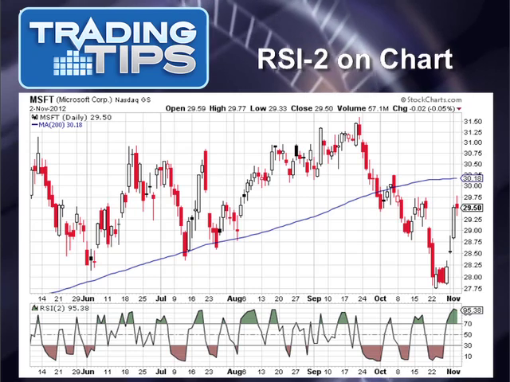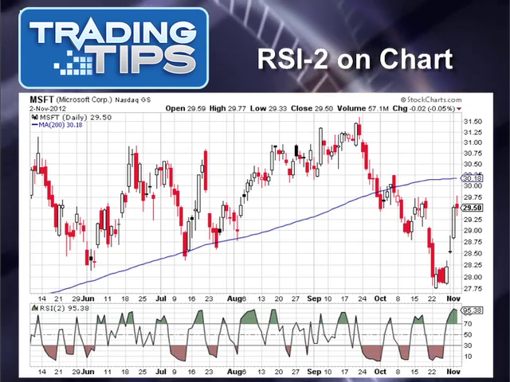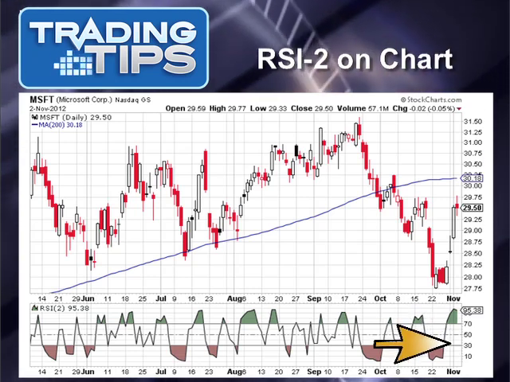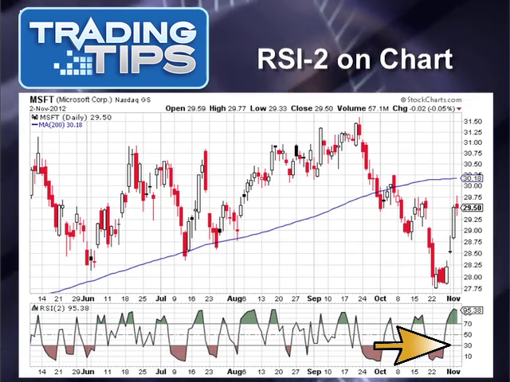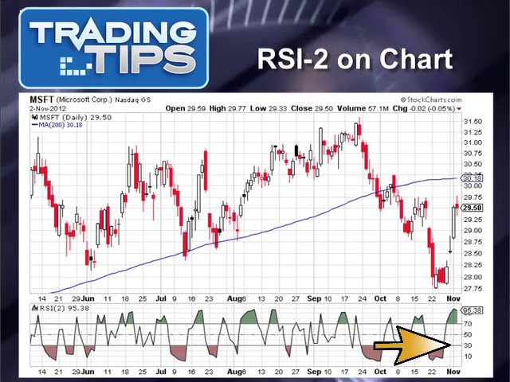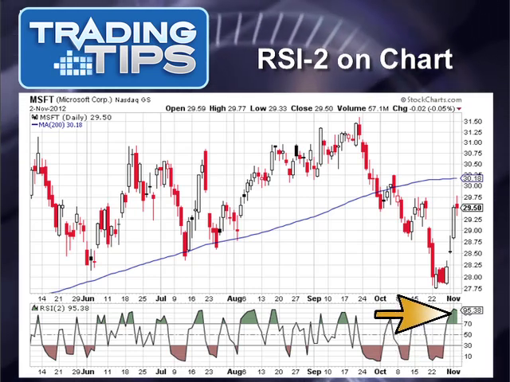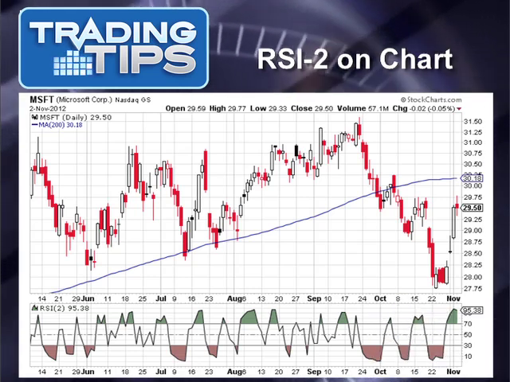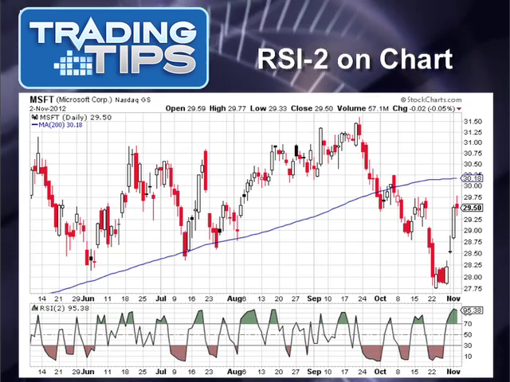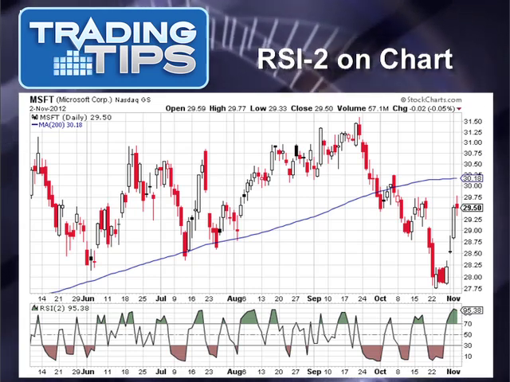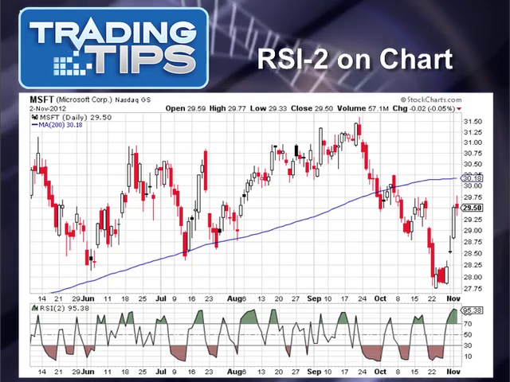Now we've added RSI-2 below the chart. The key levels to look for normally are 70 and 30. That's with a regular RSI. However, according to Larry Connors' research, the important numbers to look at for RSI-2 are above 90 and below 10. In fact, Connors has found that the higher above 90, the better, and vice versa, the lower below 10, the better, for using RSI-2 in a long or short strategy.